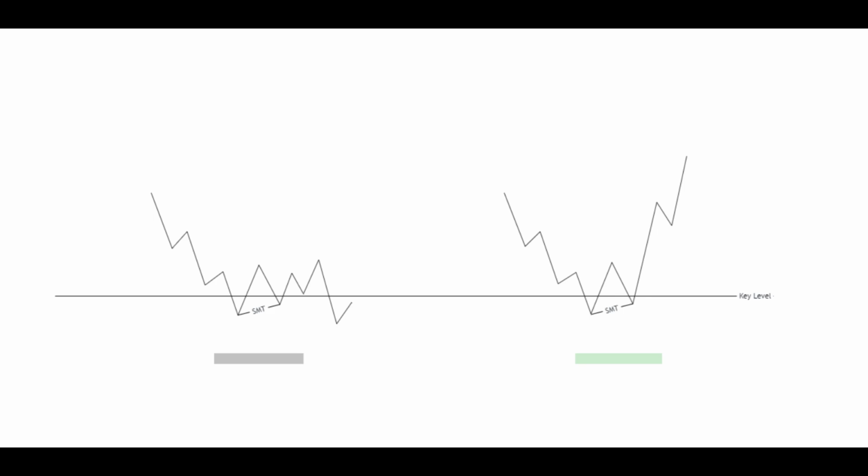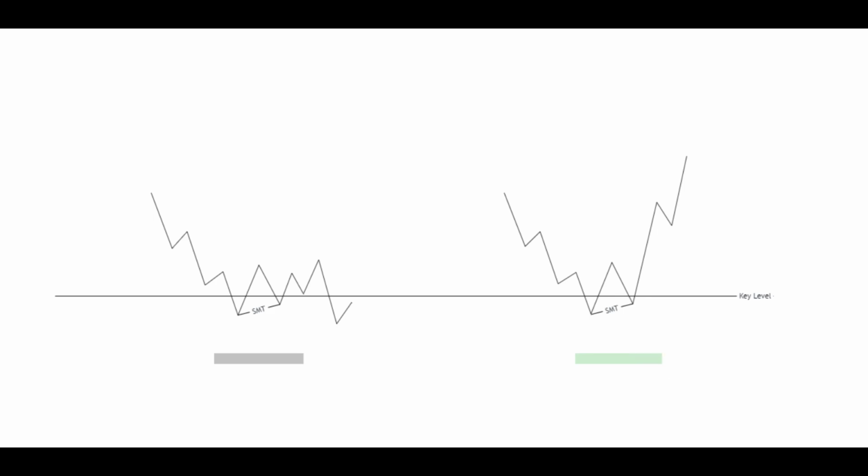And the gray area represents the opposite of a key time, or basically a low probability time, right? Or an unfavorable time. Simply time which we would want to avoid. So in the second graphic right here on the right, you can see that we came down below and tested the key level at a key time, right?